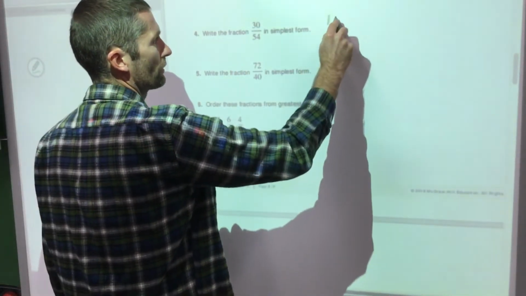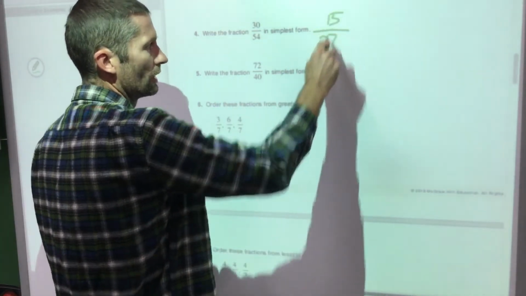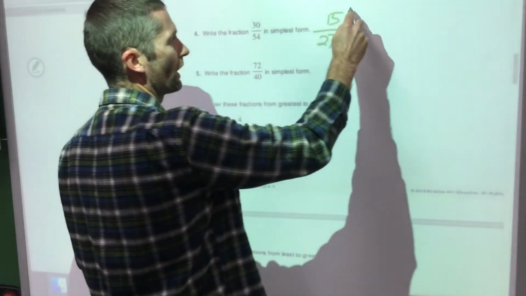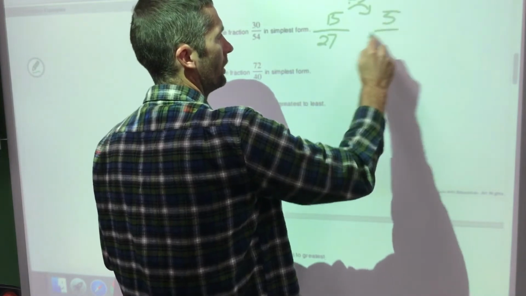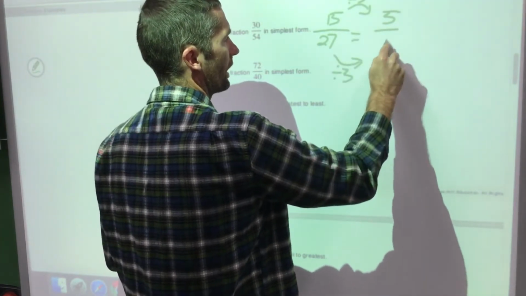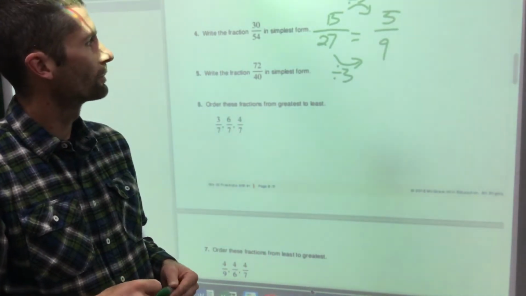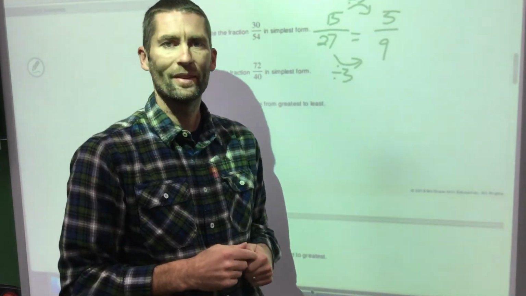30 divided by 2 is 15. 54 divided by 2 is 27. They're not even anymore. Let's try divide by 3. 15 divided by 3 is 5. 27 divided by 3 is 9. So now I have 5/9. 5 is prime, so I'd have to be able to divide that by 5. I can't, so that's my answer, 5/9.